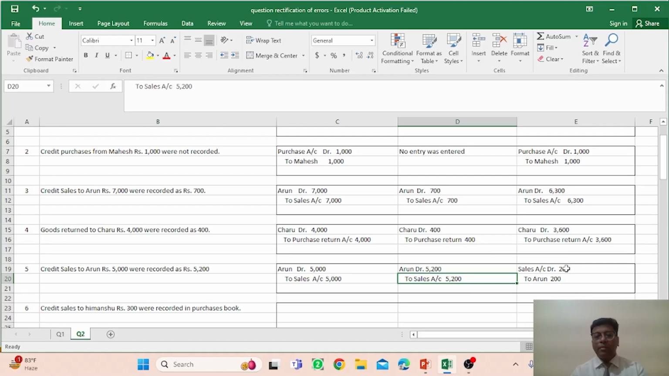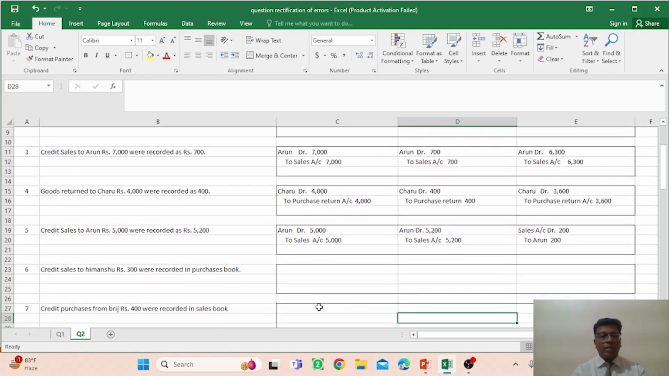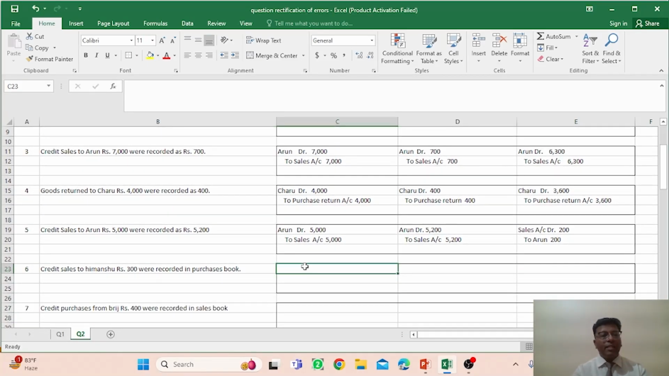So sales account debit by 200, and to Arun account, or to Arun rupees 200. In such a way you are correcting, or rectifying, the particular transaction. Okay, and the next transaction is that credit sales to Himanshu rupees 300 were recorded in the purchase book.